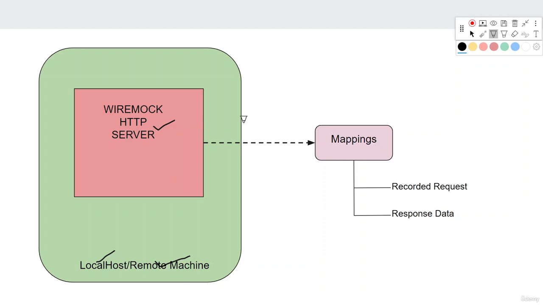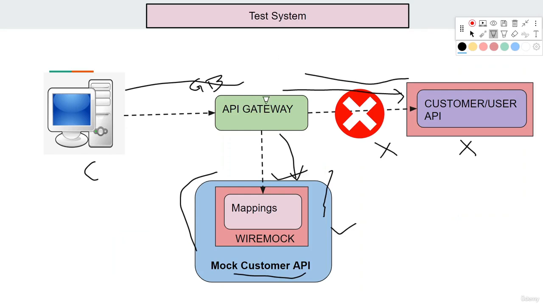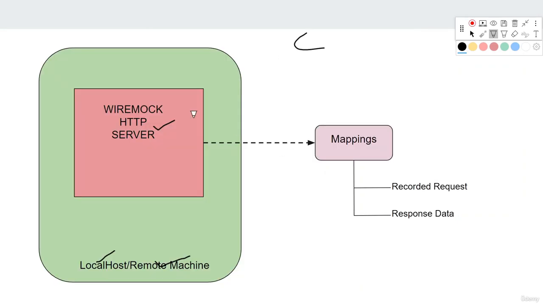How Wiremock works at the backend is, when Wiremock receives a transaction from the client, as we discussed earlier, we have the API gateway here. It will receive the transaction from the API gateway and it will look into the mappings. Mappings are the most important part of Wiremock, alright? Mappings have all the recorded request and response data that will be sent for that particular transaction, right? Once it receives the transaction, it will check if that particular transaction is there within its mappings or not.